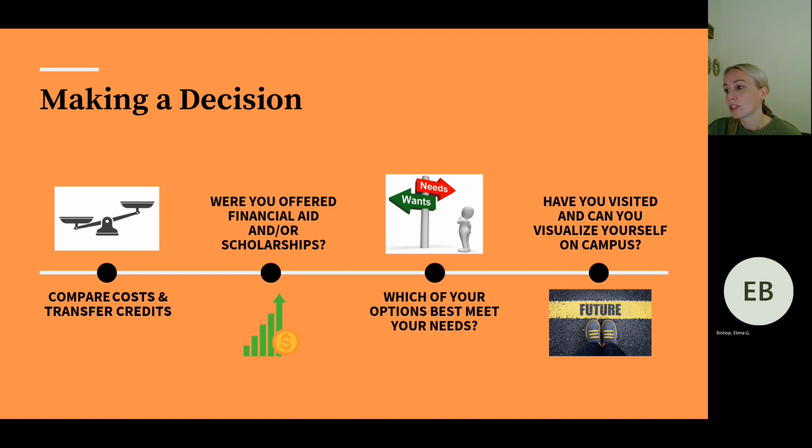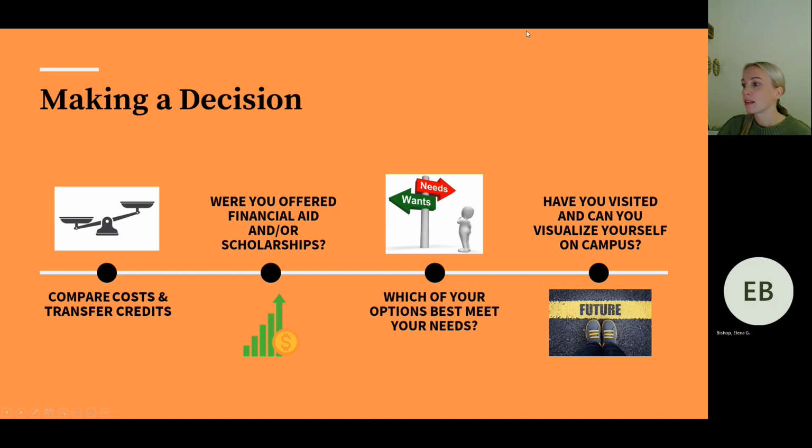You would want to consider which of your options best meet your needs. So your needs can be personal to things like how big is the campus? Do they have athletics? Can you live on campus or is it a commuter college? What programs do they have? How are their programs ranked? What's the graduation rate?